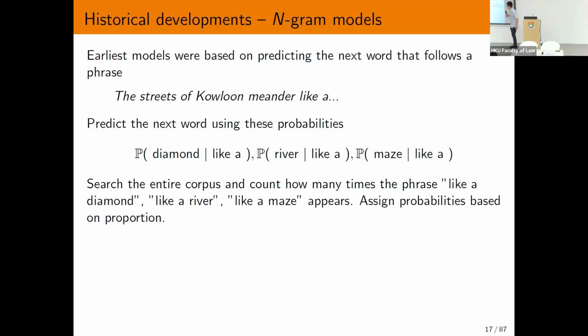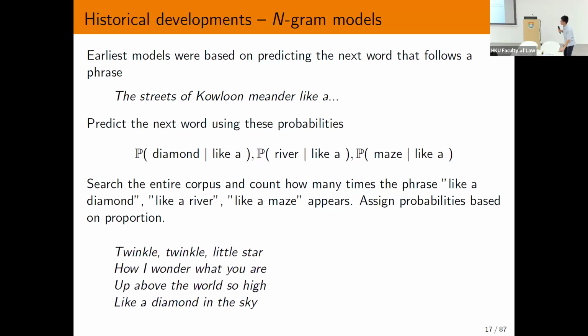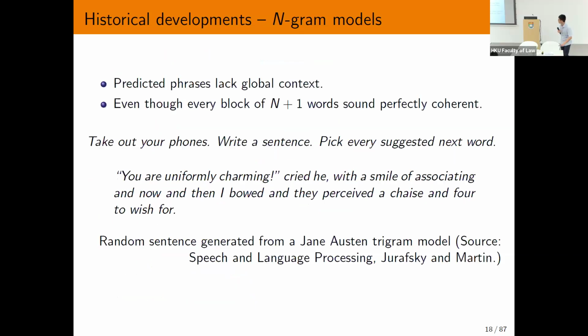You see how many of these appear, and you go about doing this. And then you see, oh, a lot of these come from nursery rhymes, "Twinkle Twinkle Little Star," and "like a diamond" appears very often. Because it appears very often, you're quite likely to pick "meander like a diamond" as the most likely word over here. So that's how things worked in the past.